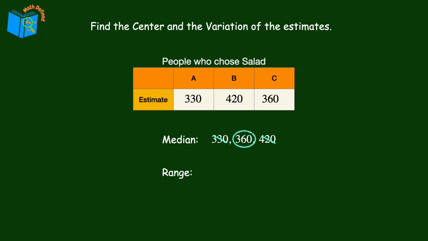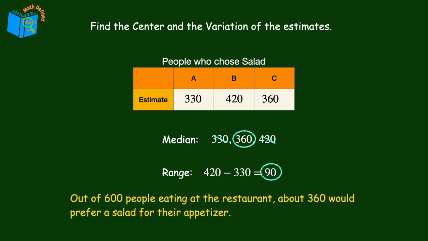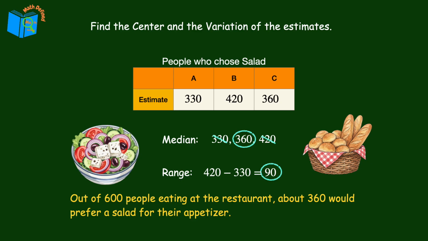Now let's find the range. We'll subtract the lowest estimate from the highest estimate. 420 minus 330 is 90. So out of 600 people, the estimates only differ by 90 people, making the results fairly close together. So what conclusion could we make about this restaurant population? Pause the video for a moment to think about it. We could make the conclusion that out of 600 people eating at the restaurant, about 360 would prefer a salad for their appetizer. Which appetizer would you have chosen? Which one would you have predicted to be the preferred choice?